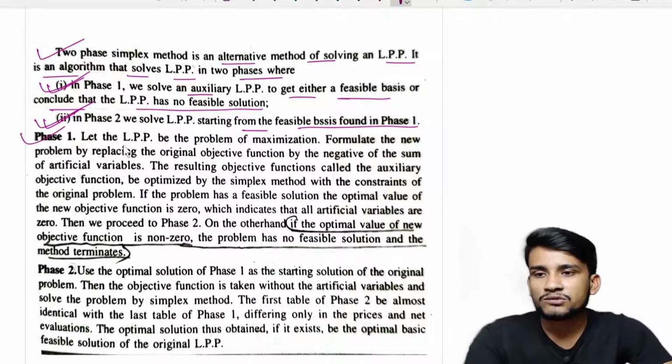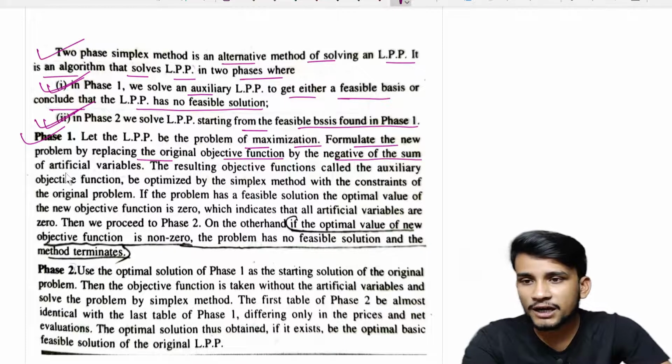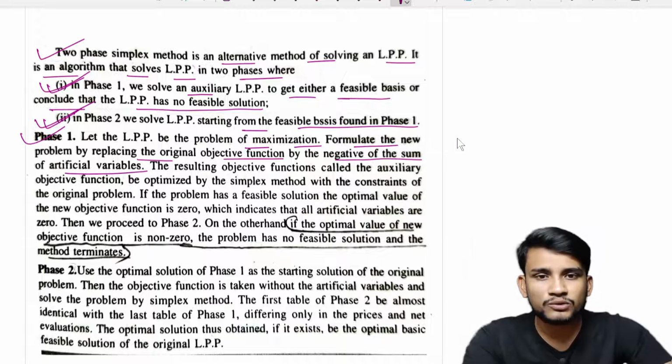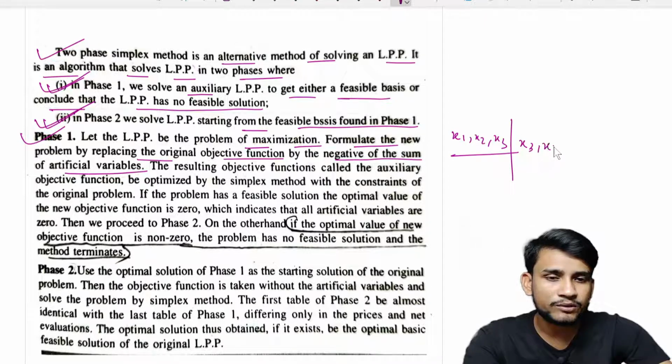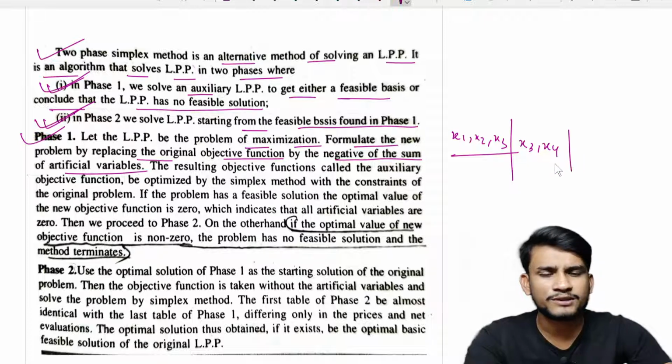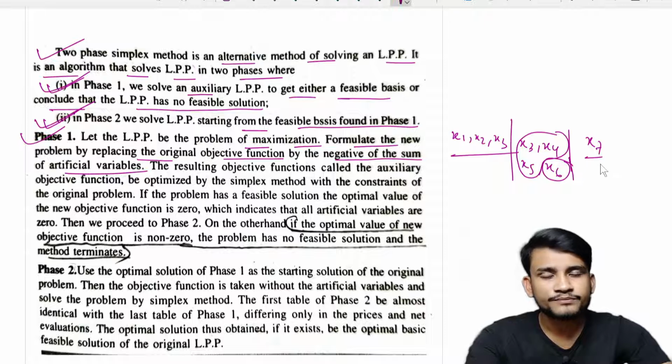Now in phase 1, let the LPP be a maximization problem. Formulate the new problem by replacing the original objective function by the negative of the sum of the artificial variables. Suppose x1, x2, x3 are the decision variables in the original problem, and we add slack variables and a surplus variable, which we can call x4, x5, x6. For this surplus variable we have to take another variable, suppose x7, the artificial variable.